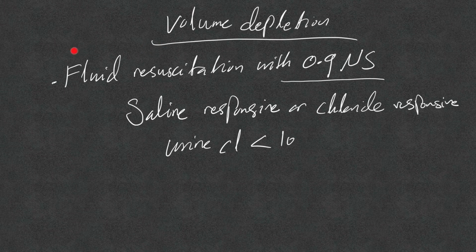Now for volume depletion, it's very simple: fluid resuscitation with normal saline. This kind of metabolic alkalosis related to volume depletion, we call saline responsive or chloride responsive. And if you check their urine chloride, it will be less than 10. Some people use this to decide if the metabolic alkalosis is going to be saline responsive or chloride responsive or not. But to me, history and physical exam are way more useful and quicker to decide. Just give fluid resuscitation and you can check the response to that.